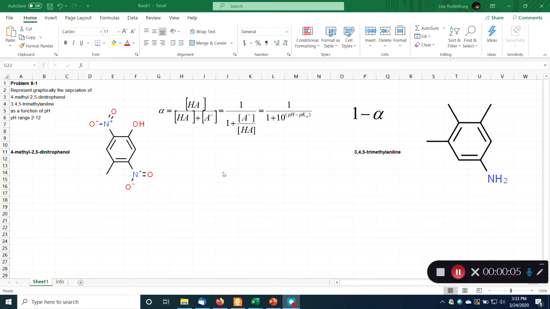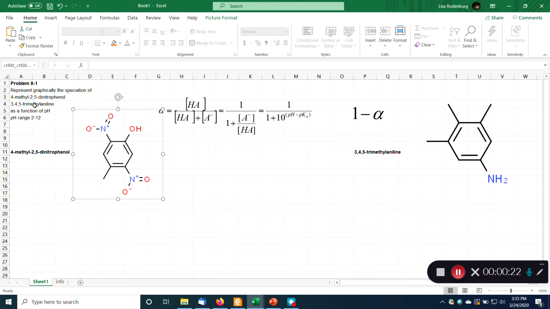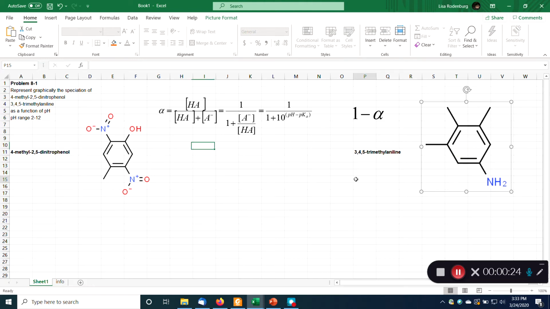So what we're going to do in this video is solve problem 8.1 from the textbook. That problem asks us to represent graphically the speciation of 4-methyl-2,5-dinitrophenol, that's right here, and 3,4,5-trimethyl-aniline over here.